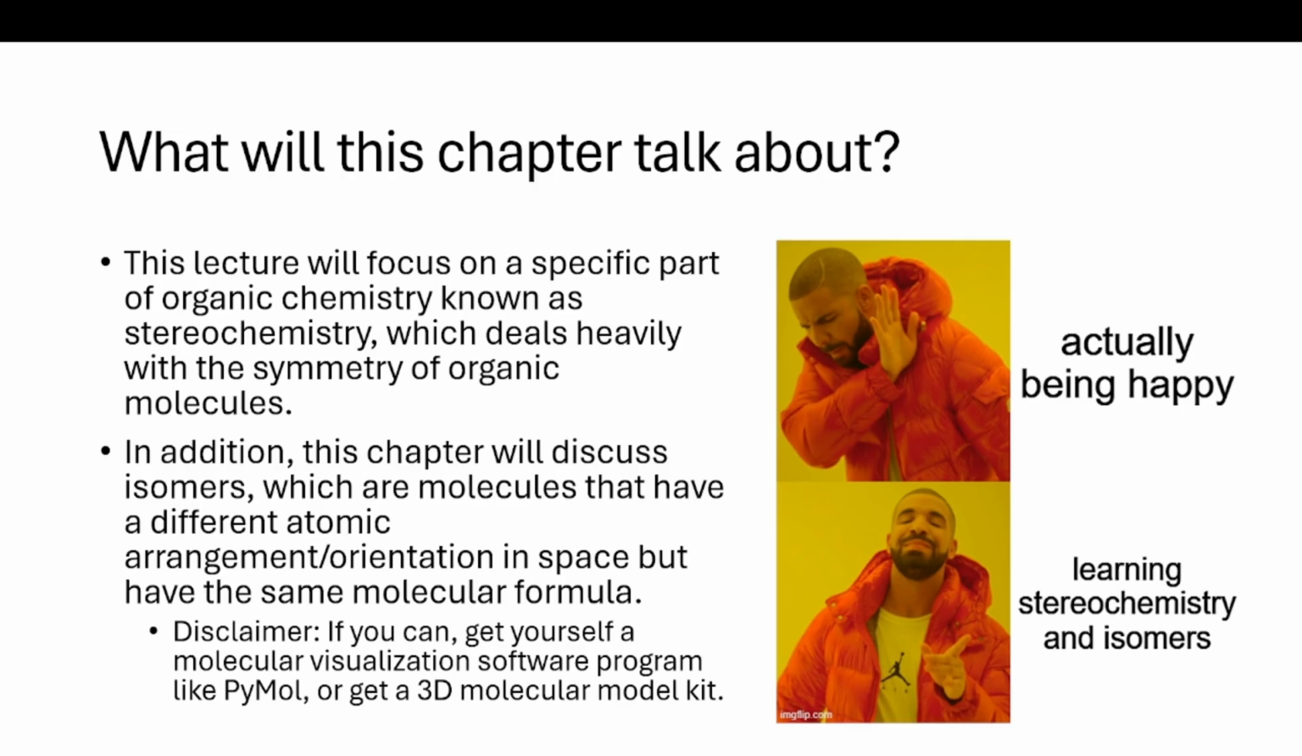But anyways, in addition to stereochemistry, we'll also discuss isomers, which are molecules that have the same molecular formulae, but have a different arrangement in space or connectivity. And for this chapter, I especially found it useful to use visualization software such as PyMOL. I think maybe Avogadro or AutoDock Tools could also help, though I'm not too sure about AutoDock Tools. But another good way is to just get yourself one of those kits where you can build molecules out of little spheres and little flexible bonds.